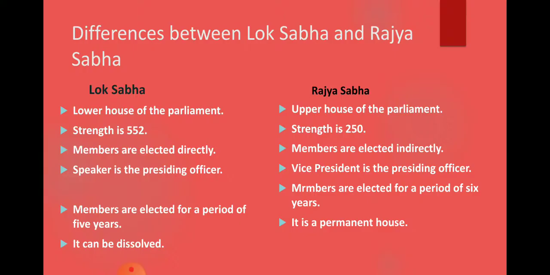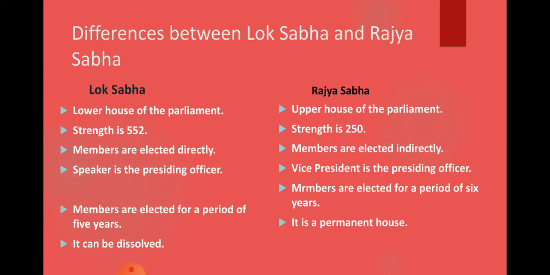Then last topic is a comparison between Lok Sabha and Rajya Sabha. It is not in the syllabus, but for a better understanding, you have to remember the points of difference. First one, Lok Sabha is the lower house of the parliament, whereas Rajya Sabha is the upper house of the parliament. Second one, regarding the numerical strength, Lok Sabha strength is 552, whereas strength of Rajya Sabha is 250.